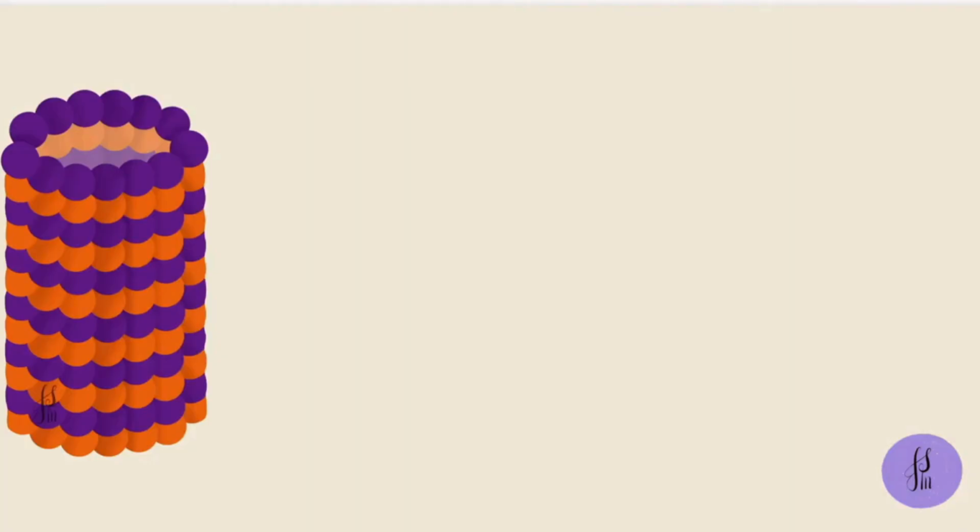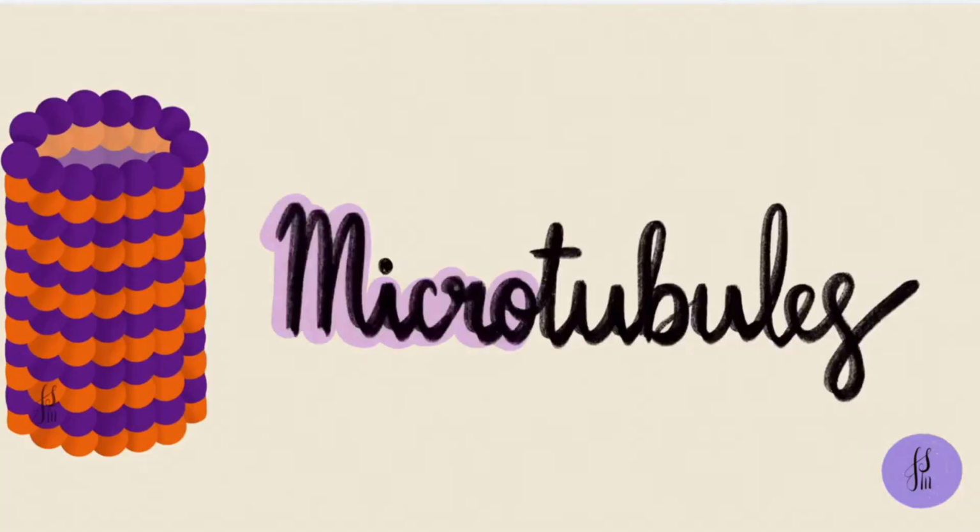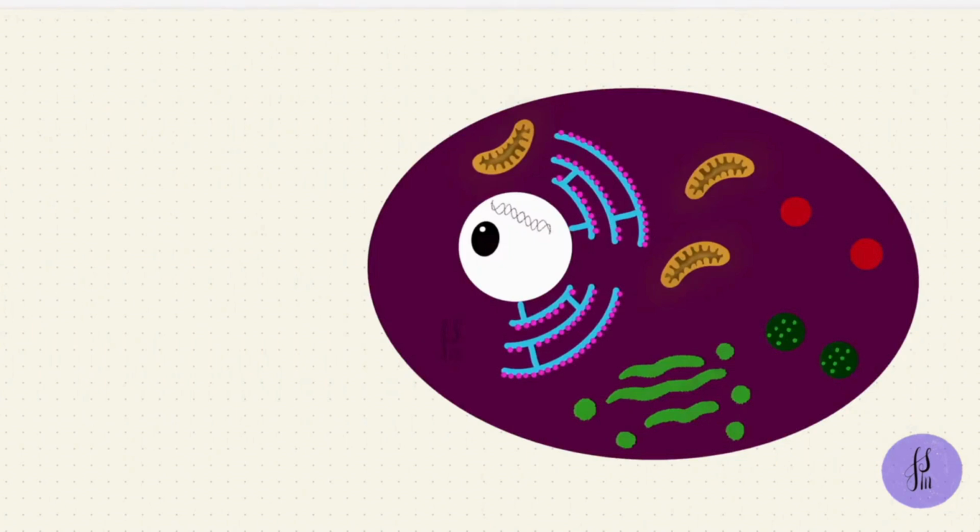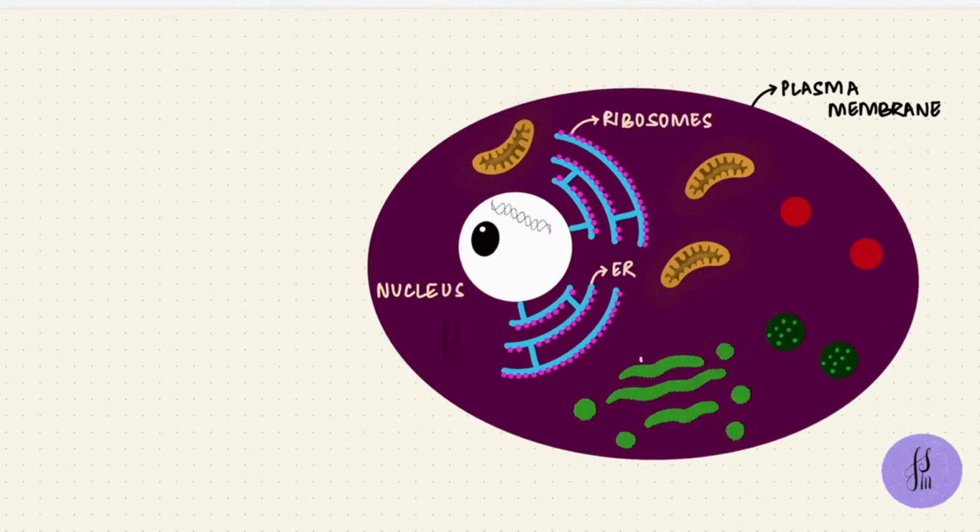This video is on the cytoskeleton in human cells, and in part 1, I'm going to be talking about microtubules. Cells have a lot of structures in them, and when we draw one, we'll usually include the plasma membrane, the nucleus, some endoplasmic reticulum, ribosomes, Golgi apparatus, vesicles, lysosomes, peroxisomes, mitochondria.